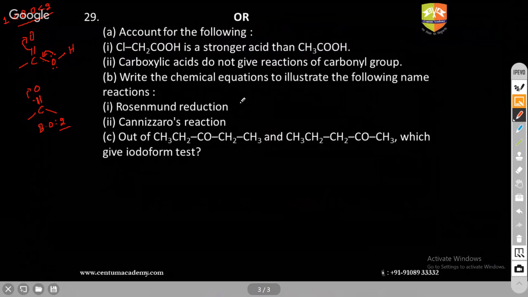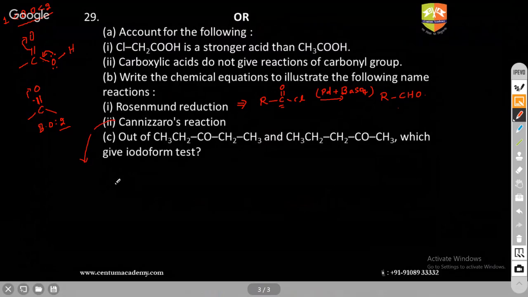Okay, so if I write down the reaction in just one single line: carbonyl chloride RCOCl, when heated in presence of Pd poisoned with BaSO4, forms aldehyde, which is RCHO. Okay, this is the reaction. We have an equal number of carbon atoms here and here also. Cannizzaro reaction.